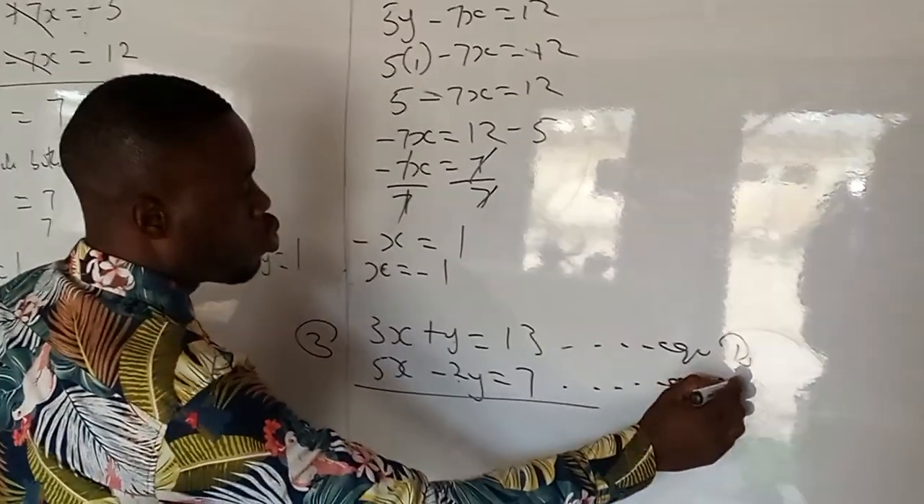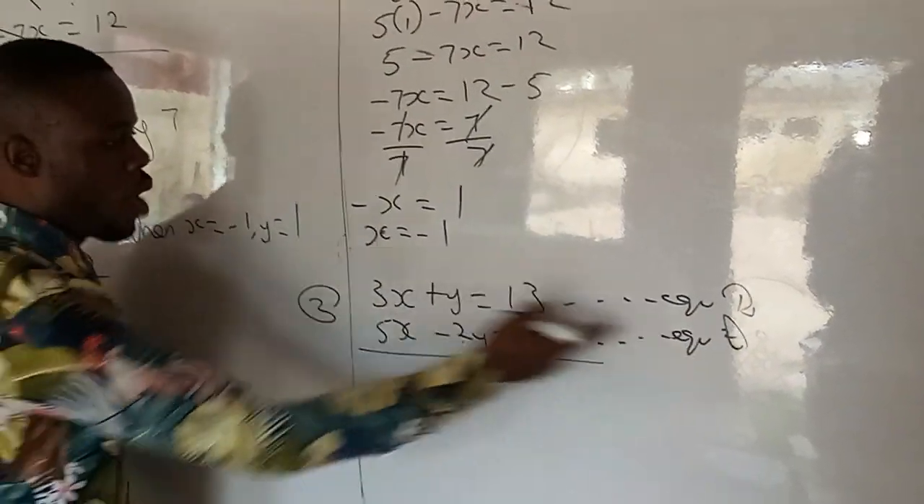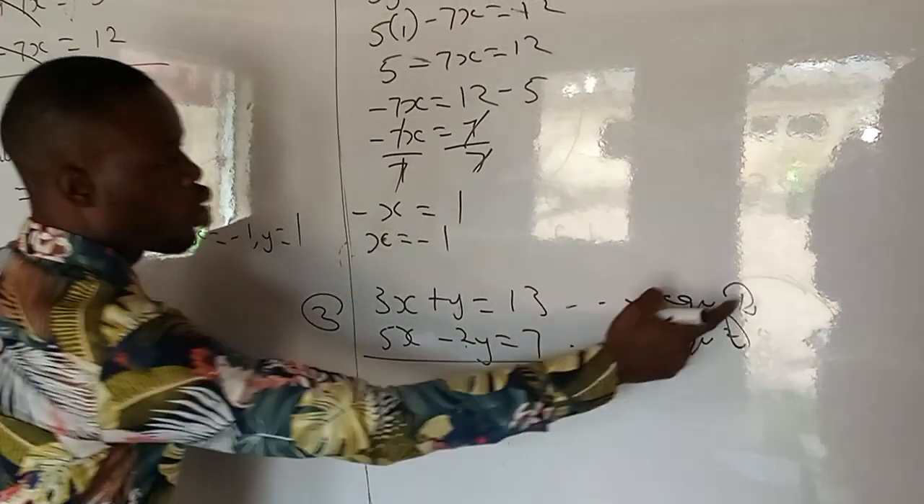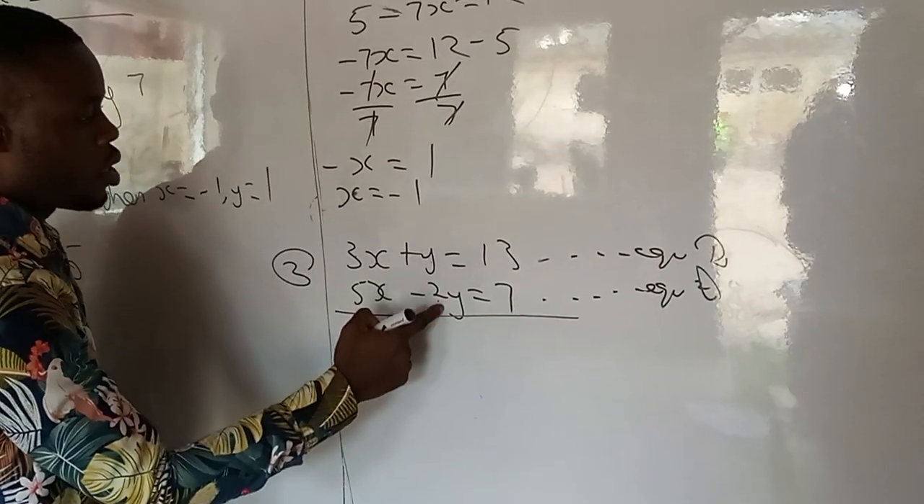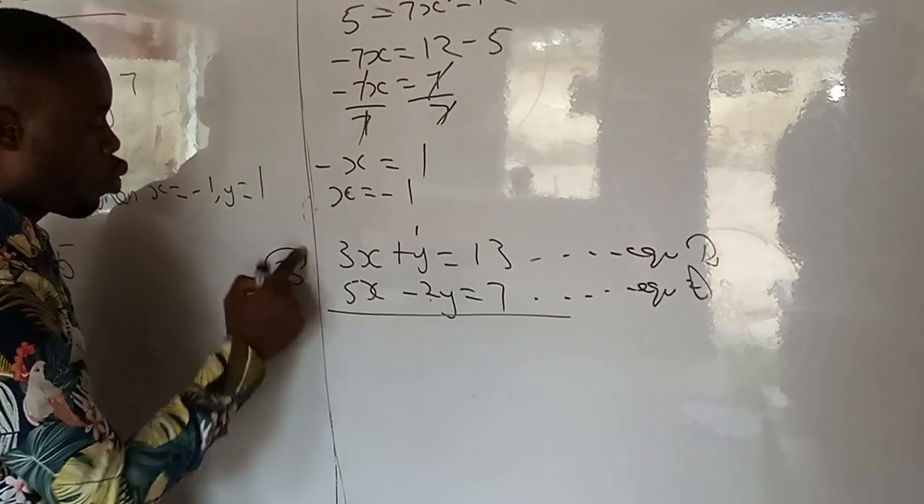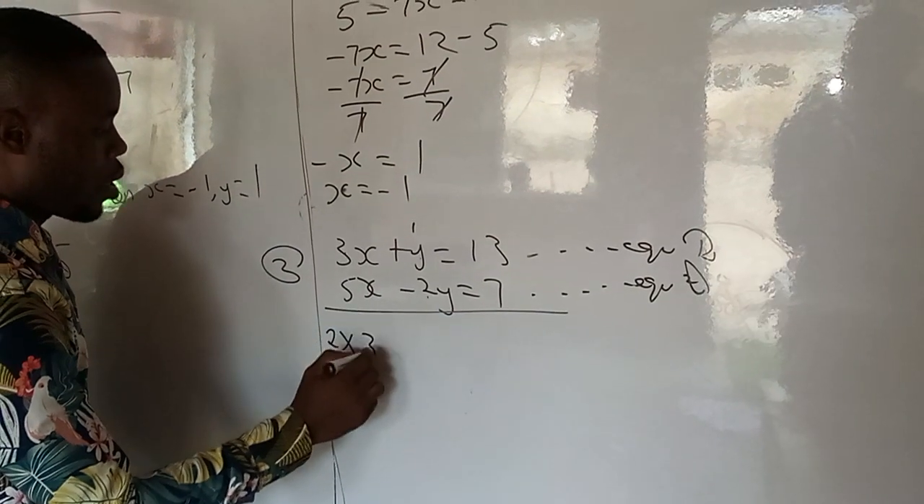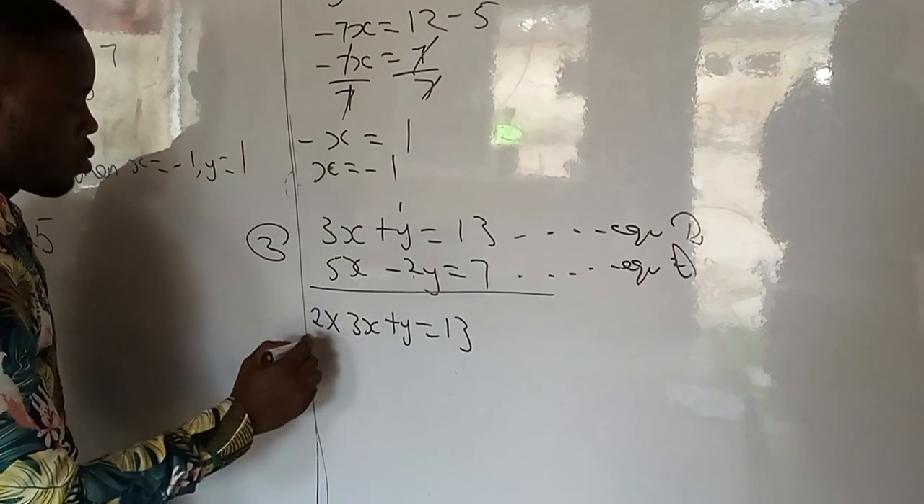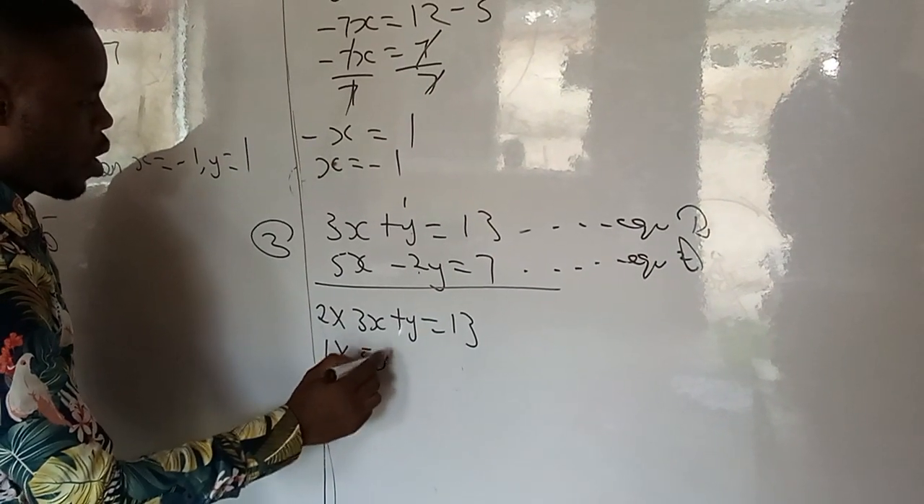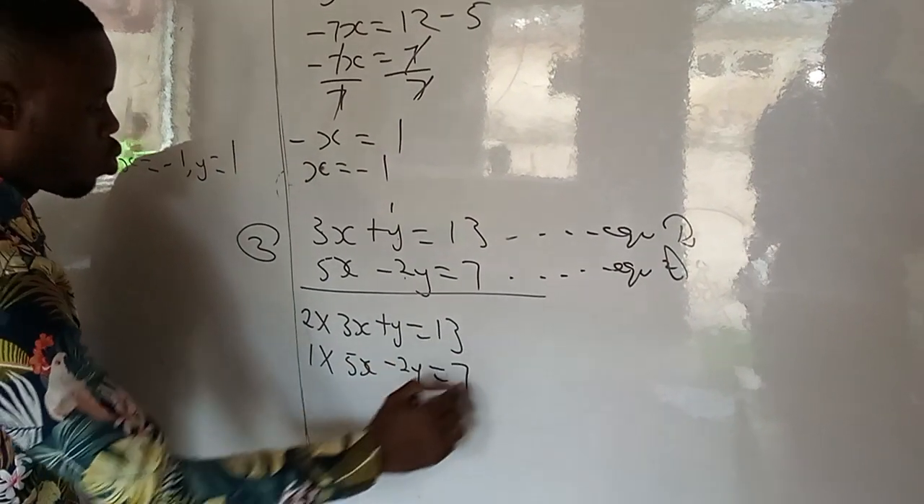this is equation 2. Okay, so we are going to use equation 1 for this, and equation 2 for this. This is 1, this y is 1, and this is 2. So 2 will come up: 2 multiplied by 3x plus y equals 13. Then 1 will come down: 1 times 5x minus 2y equals 7.